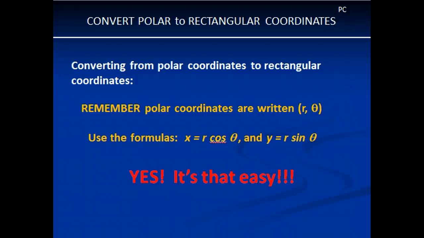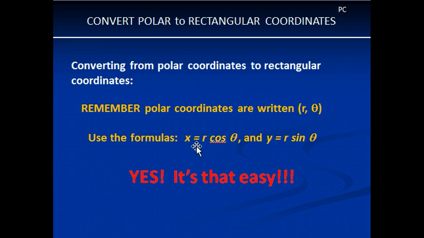Okay, now we're going to convert polar to rectangular coordinates. And this is so easy, you won't even believe it. I probably have been making it a lot harder than it actually is. What you really need to understand is that there are two simple formulas or equations that you are going to use in order to find these. You do not have to go through step by step and reinvent the wheel every single time. We did that the first day, but we don't have to do that anymore.